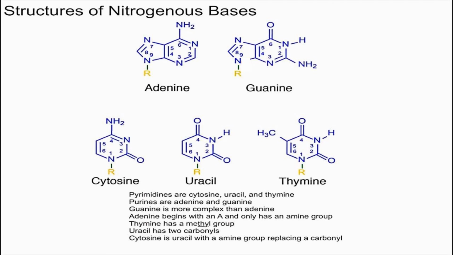So the types of nitrogenous bases are adenine, guanine, cytosine, uracil, and thymine. As we already know, these are double-ringed purines and these are single-ringed pyrimidines, where uracil is present only in RNA and it is not found in the DNA.